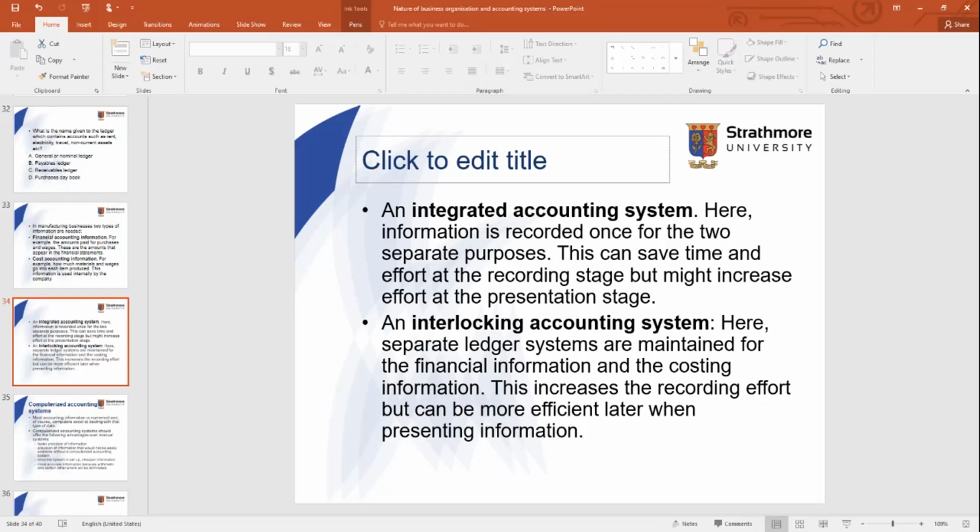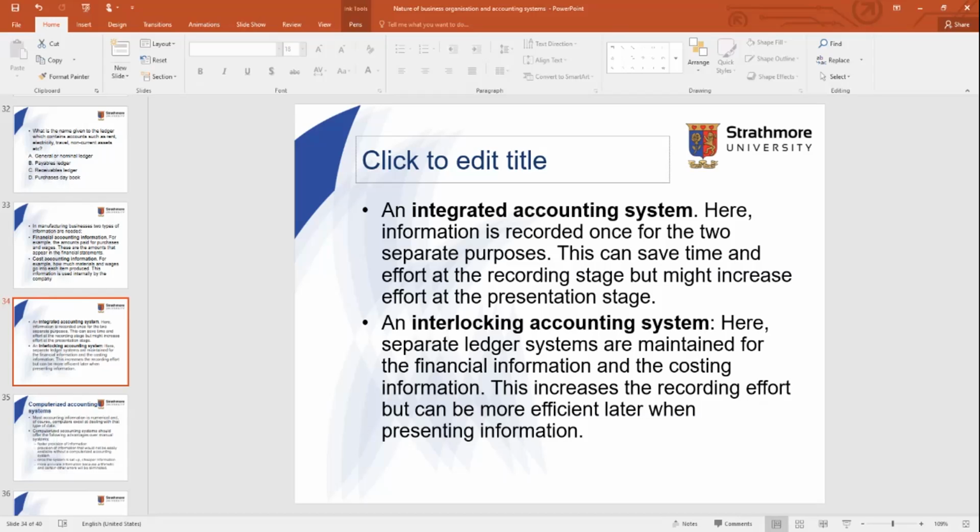So in an interlocking integrated account system, information is recorded once for the two separate purposes. This can save time and effort at the recording stage, but might decrease effort at the presentation stage, to make a distinction between those two. But as I mentioned, this is not a problem nowadays. Why? Because most companies don't use a manual system. They use a computerized accounting system.